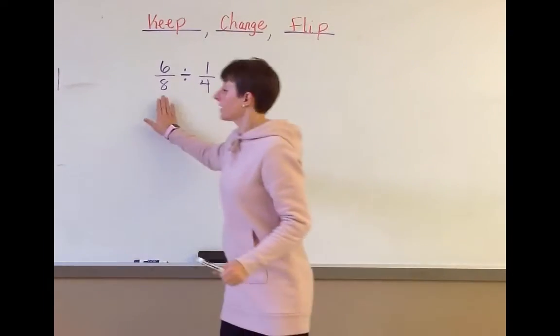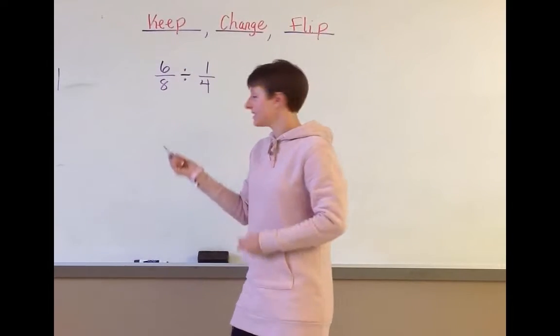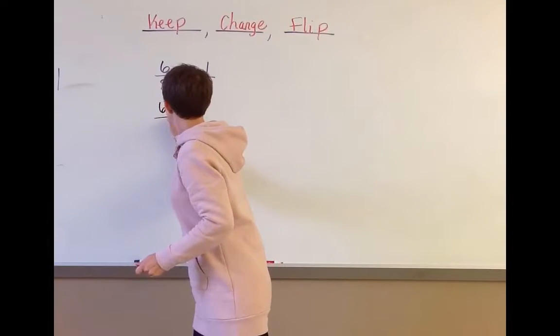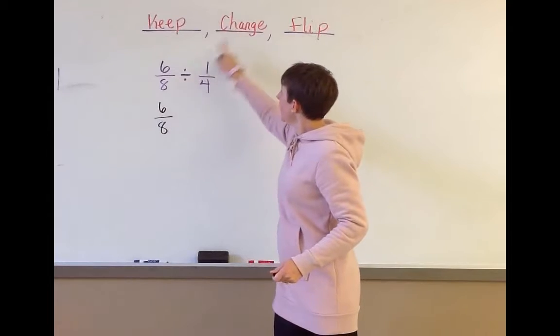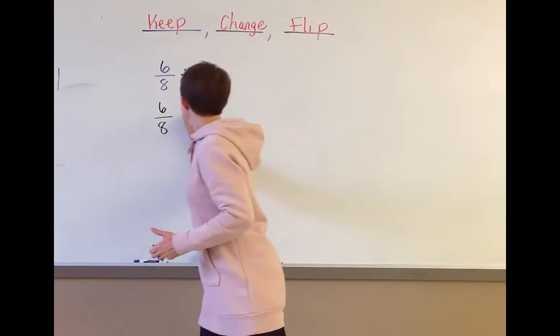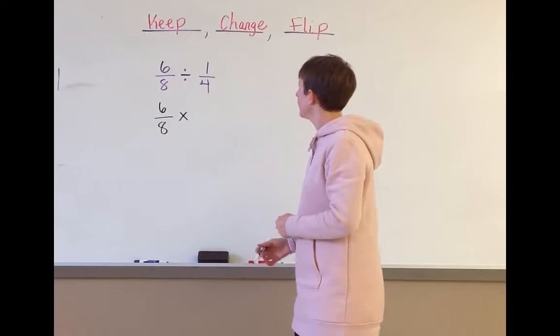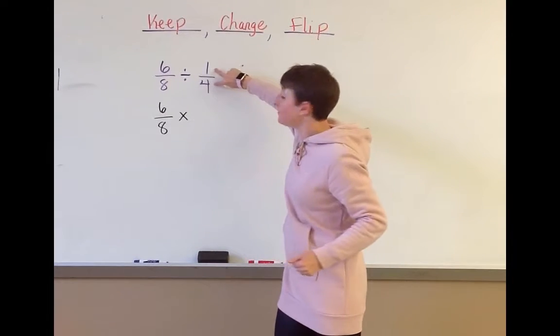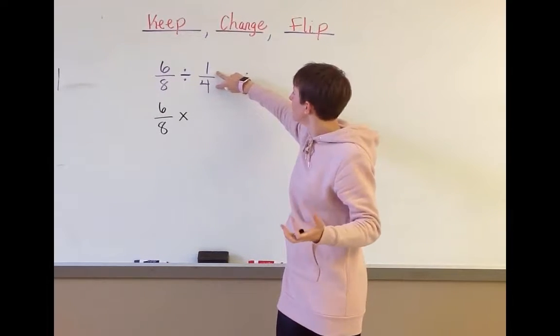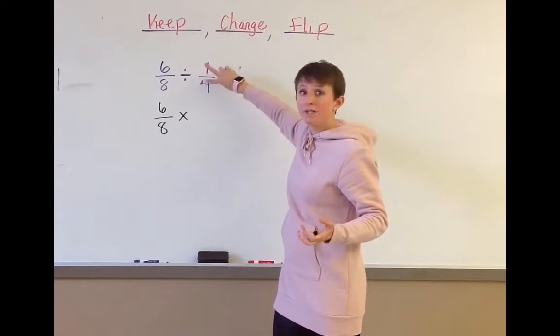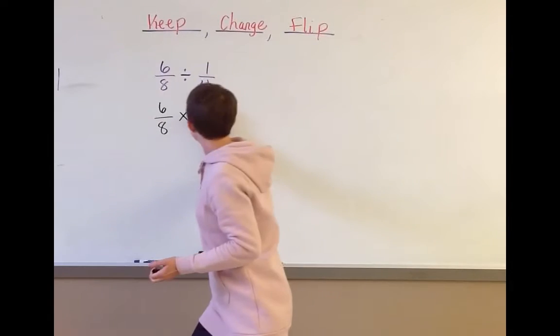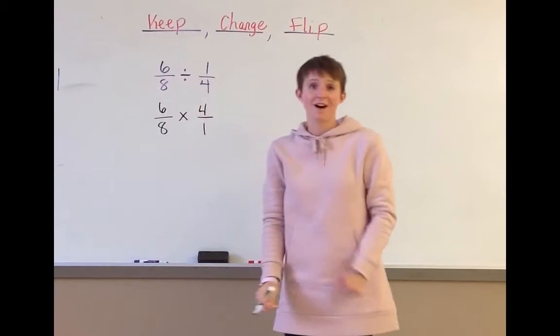All right, we're going to keep 6/8. We're going to change the division to multiplication because the opposite of dividing is multiplying. And we're going to flip. We're going to find the reciprocal of our second fraction. So the reciprocal of 1/4, we learned, you just flip it, is 4/1.